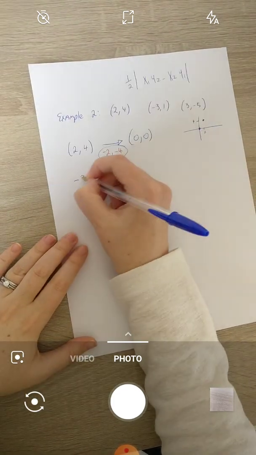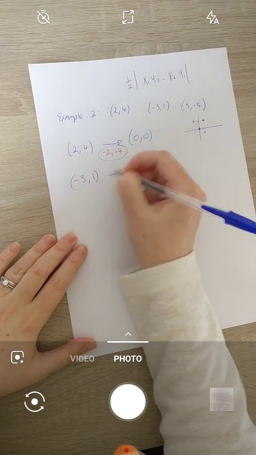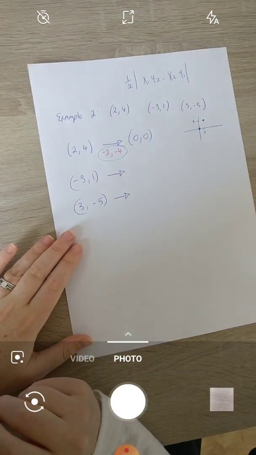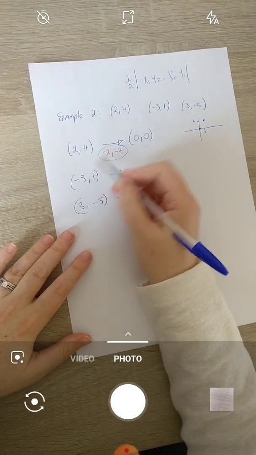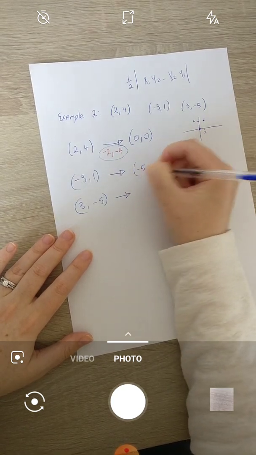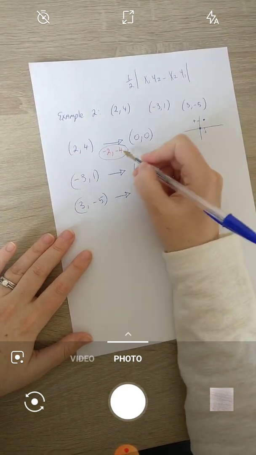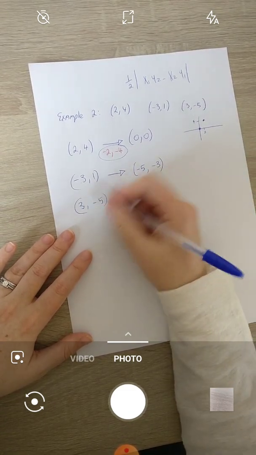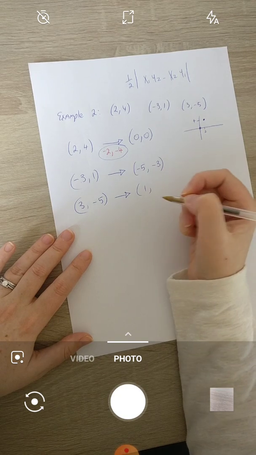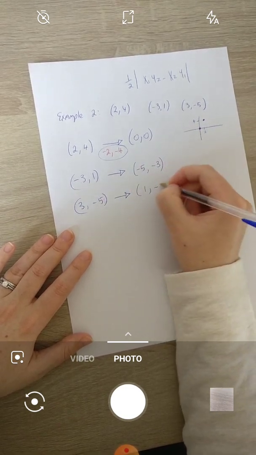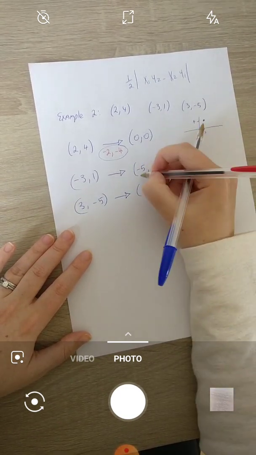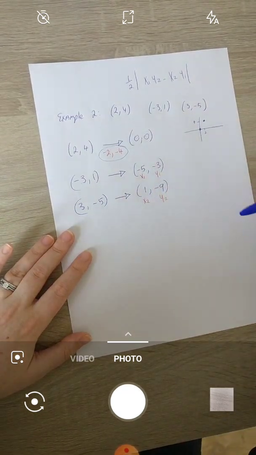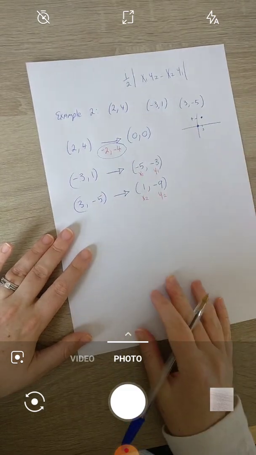So we now need to move minus 3, 1 and 3, minus 5 the same distance. So minus 3 minus 2 is minus 5, and 1 minus 4 is minus 3. 3 minus 2 is 1, and minus 5 minus 4 is minus 9. And now these are the 2 points that we now sub in to the area of a triangle formula.